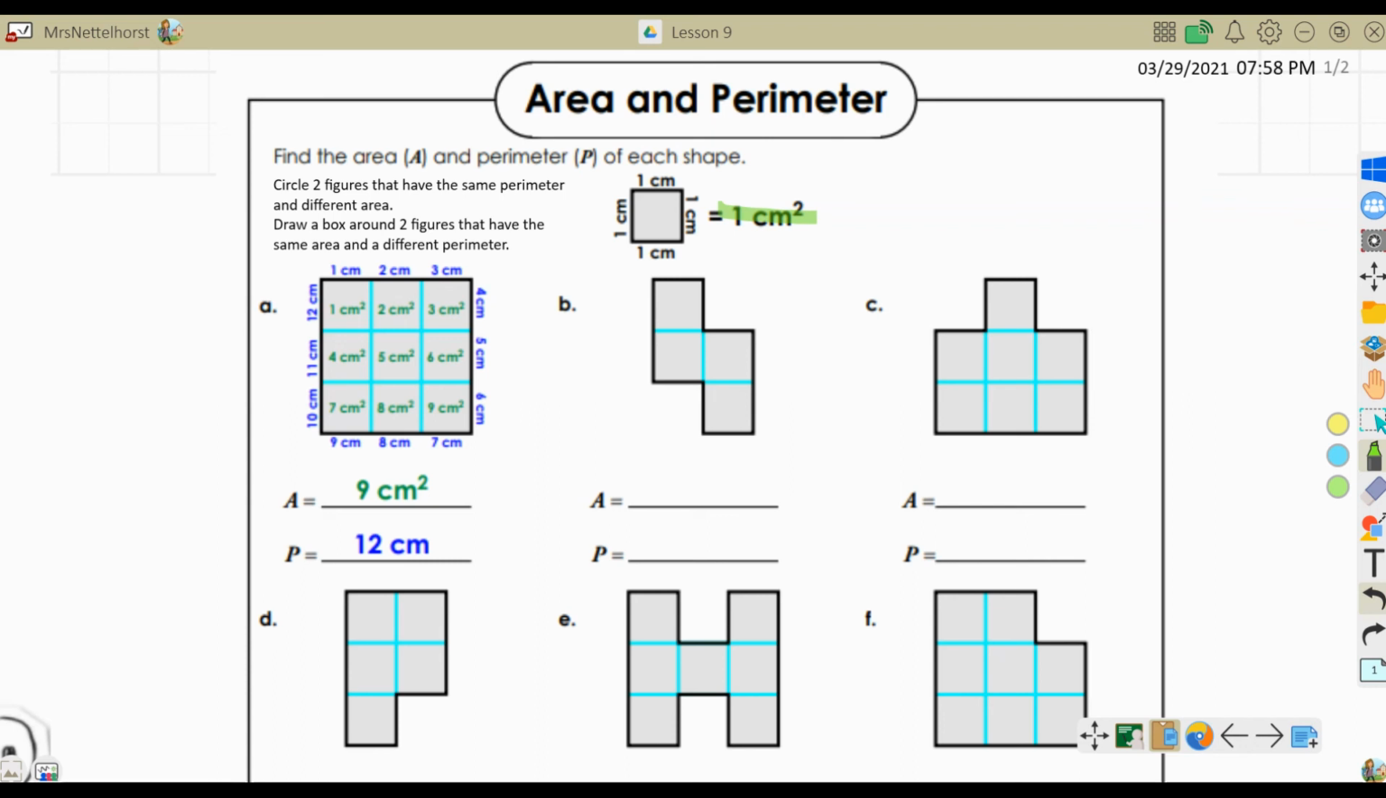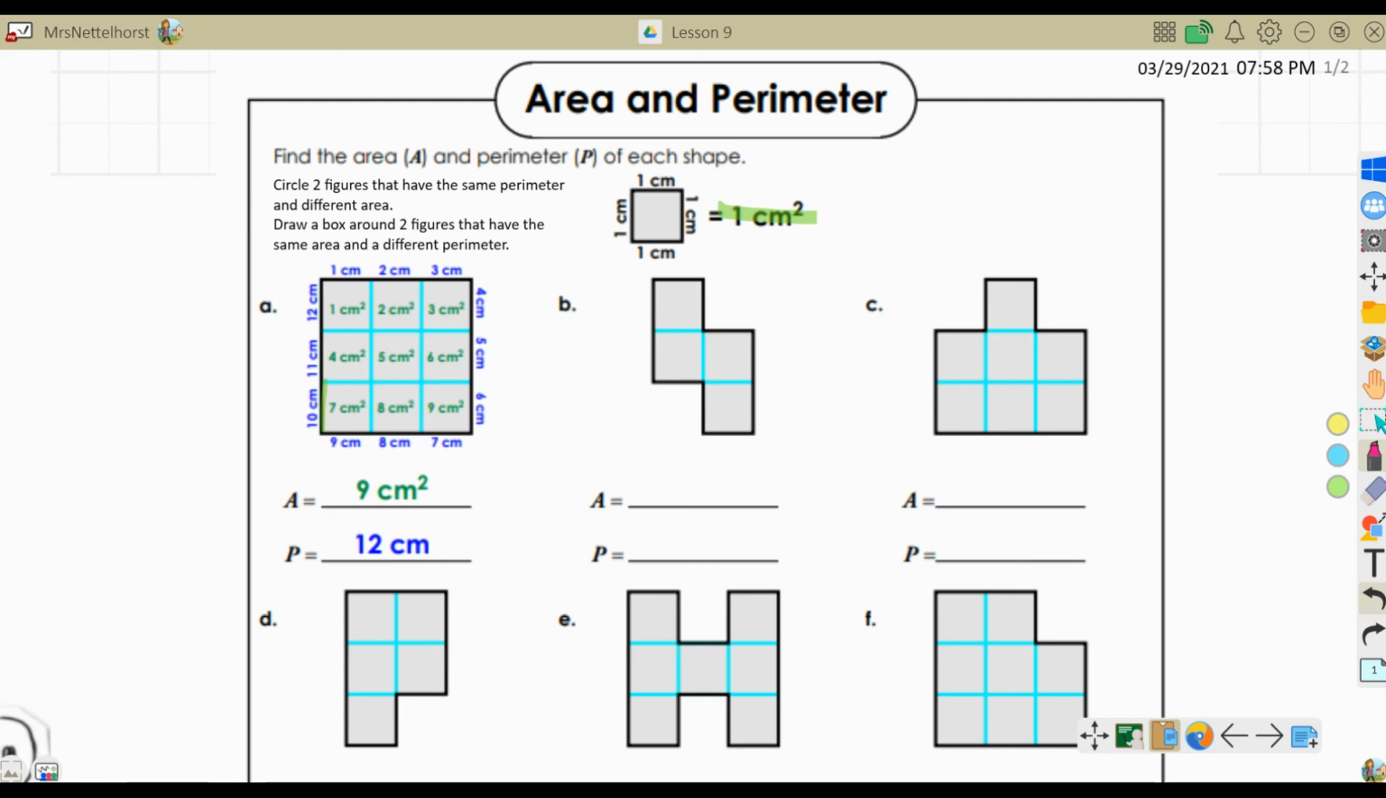Okay. So what you're going to do is count the squares in each box, or you can multiply to find the area, and you're going to write it on the blank that says A. Then you're going to count all the spaces around the outside or write the measurements of the outside. Like on A, I could have done this. Oh, you can't really see that very well. Let's try a different color.